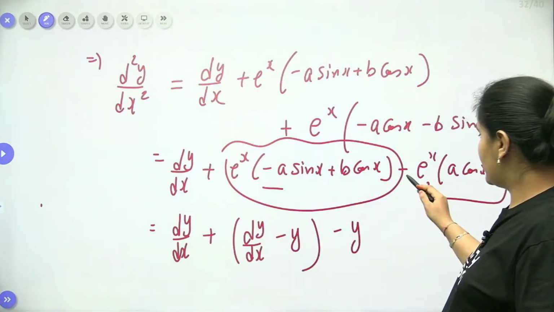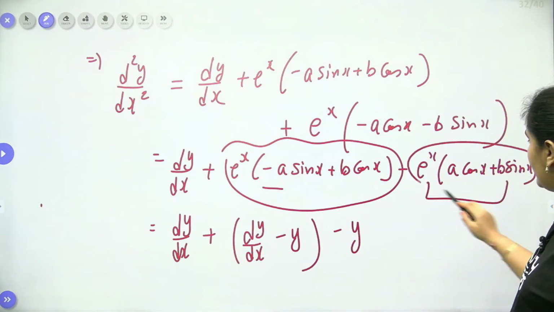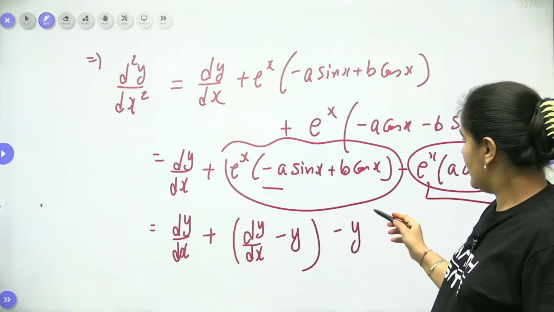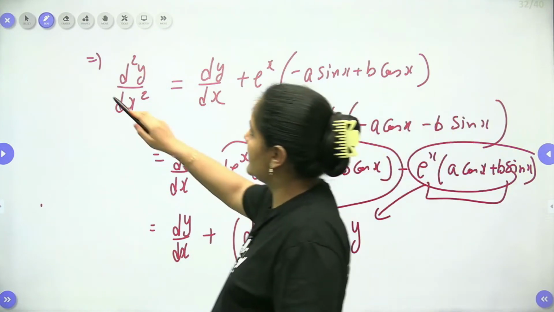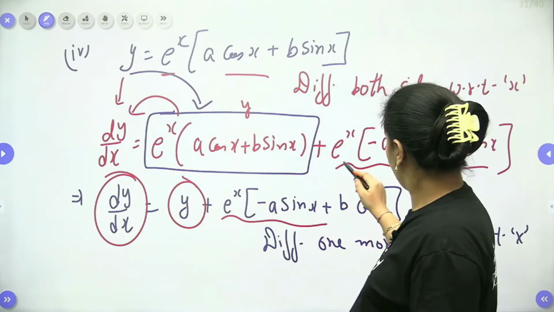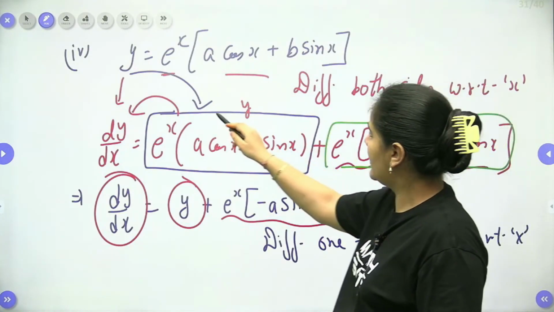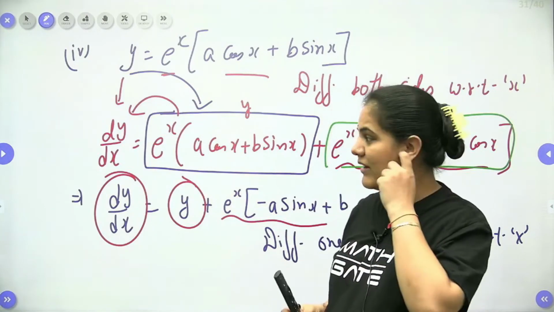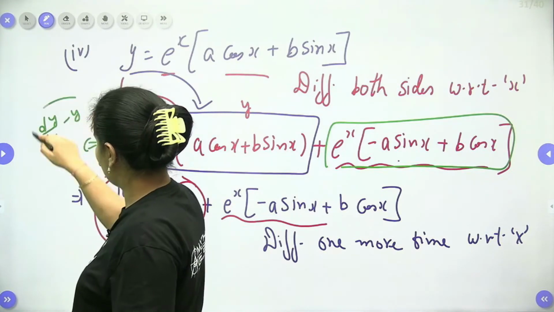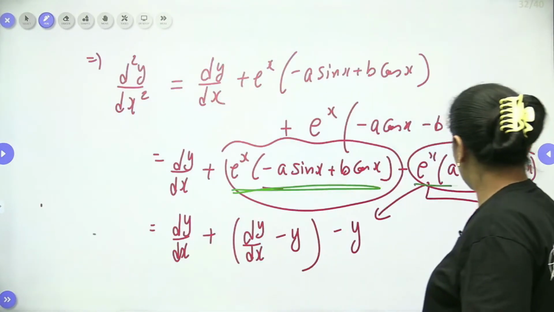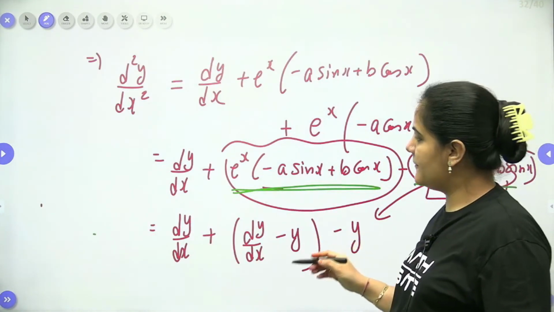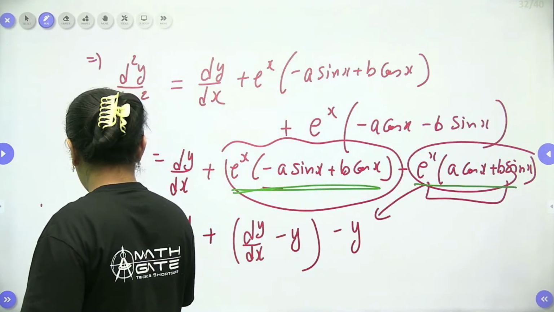How minus y? Because we already took the minus outside, and we know very well that e to the power x times a cos x plus b sin x is nothing but y only. So we can substitute it in place of this one. Let me change the color so you can identify. In place of this quantity, you can write dy by dx minus y only. It is e power x times a cos x plus b sin x, which is y only, but with the negative sign. So it will be minus y, and here we have d2y by dx2 only.